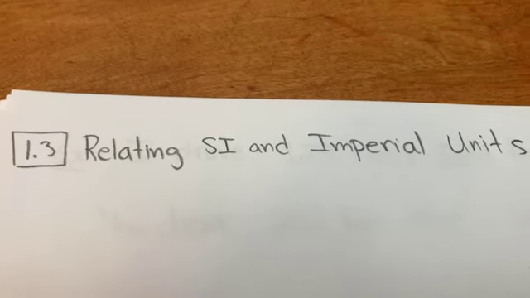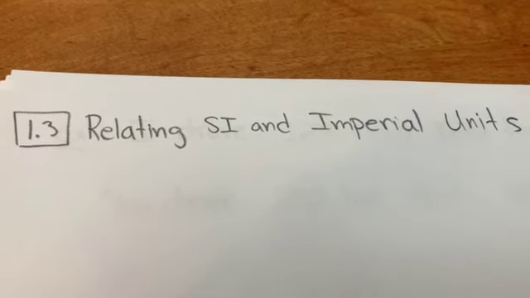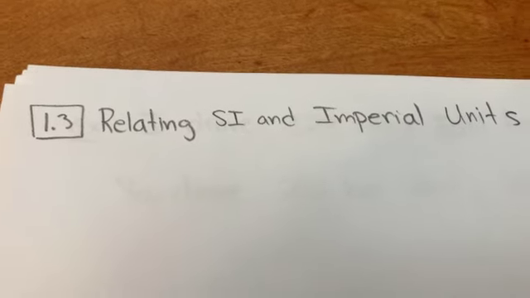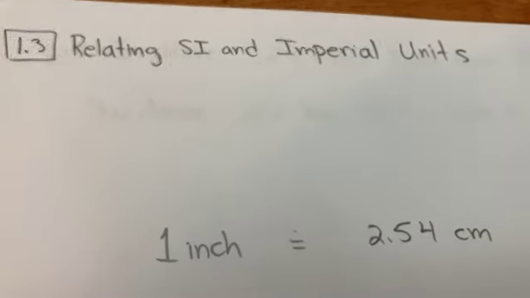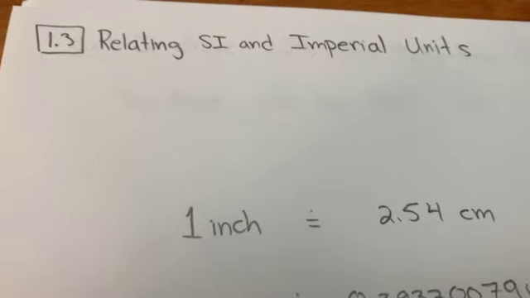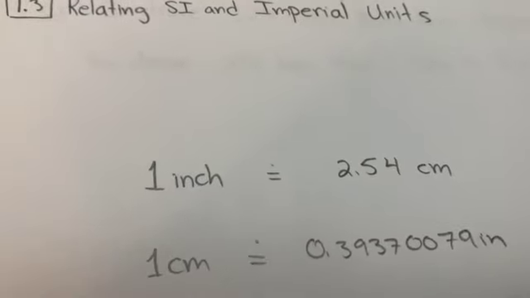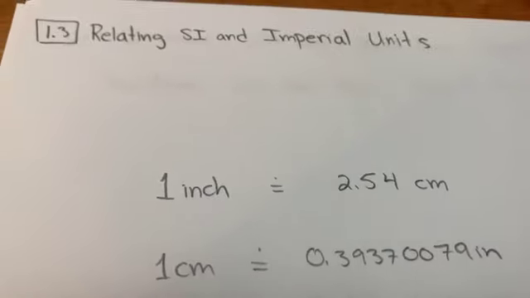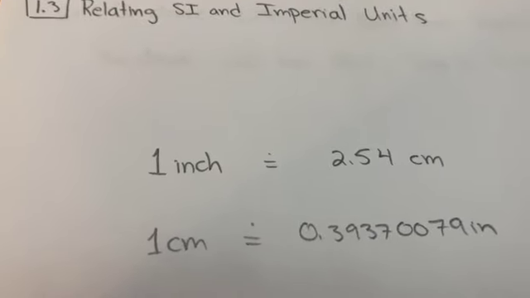This is the first video out of lesson 1.3 relating SI and imperial units. So the first thing is we need to know how big our SI and imperial units are compared to each other. Now if you look these up on the internet, you can get a lot of decimal places.